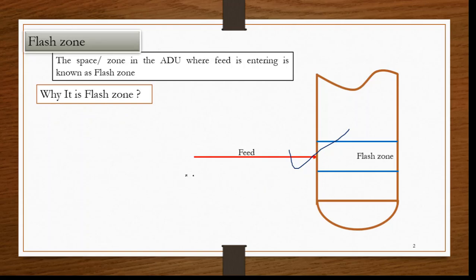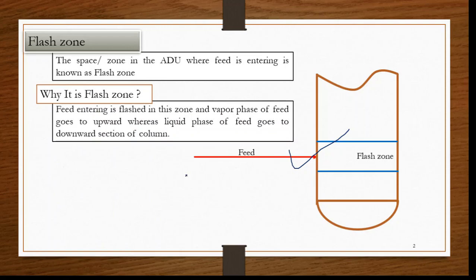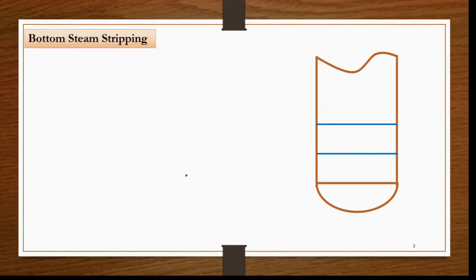What happens in the flash zone is that the feed enters at a very high temperature, and the feed is a mixture of vapor and liquid. In the flash zone there is flashing, meaning the vapor and liquid are separated. The liquid will go down into the bottom section of the column, whereas the vapor will go to the upward section of the column. That is why the flash zone is a very important step.